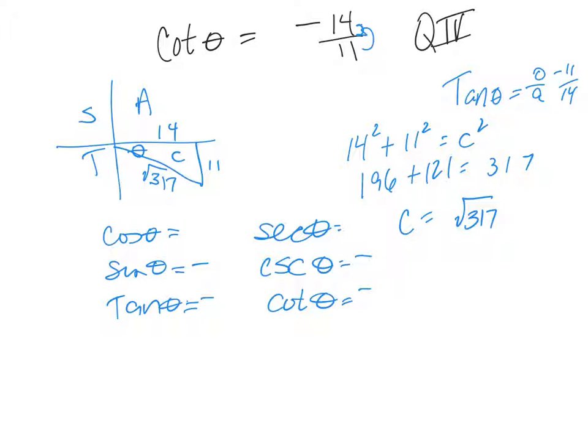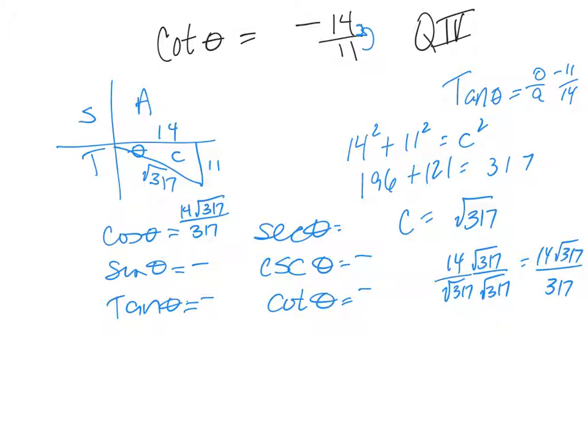So now we're going to do cosine. Cosine is going to be 14 over root 317. Multiply it by root 317 over root 317, and we get 14 root 317 over 317. That's cosine? That's cosine. Does that make sense? We had to get the radical out of the basement. And secant, if cosine is adjacent over hypotenuse, secant is hypotenuse over adjacent. Well, that's a little bit easier. That's root 317 over 14.